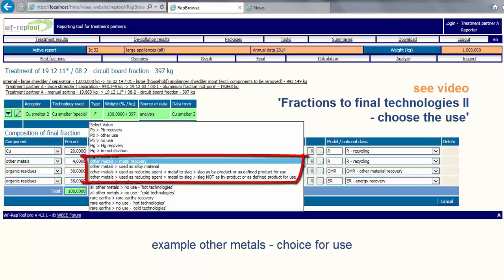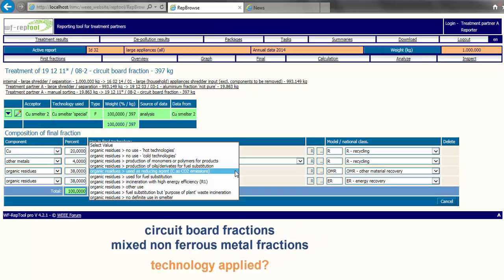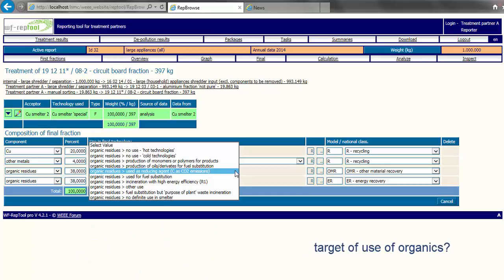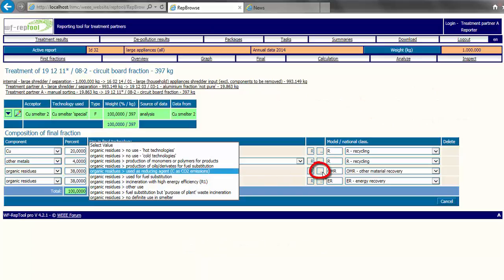The second issue of mixed non-ferrous metal fractions is that you have to get information about the technology applied to be able to classify the target of use of organics. See the example for organic residues given. Also here, please have a look at the video Choose the Use to get advice to choose with the 3-dot button option for the correct use for the individual technology.